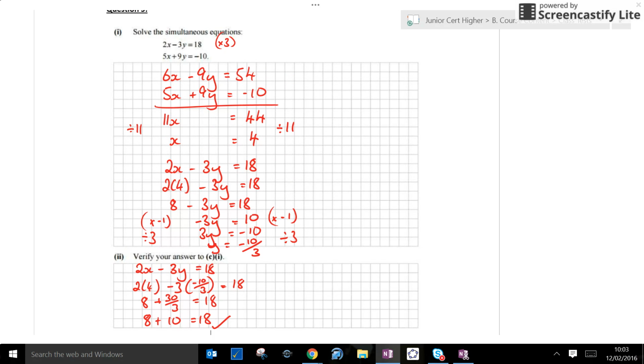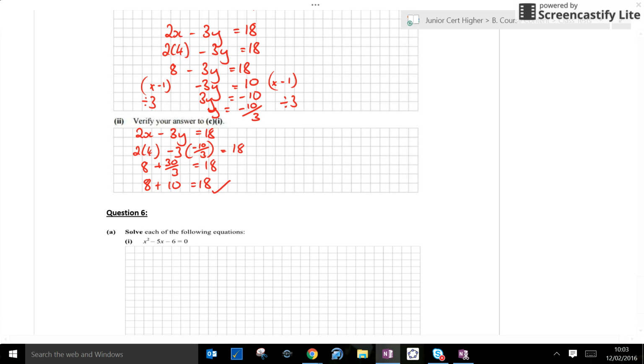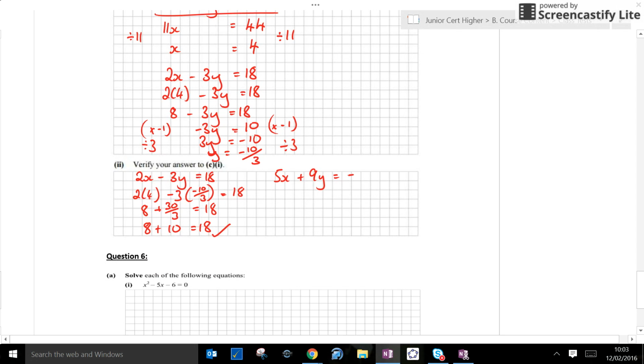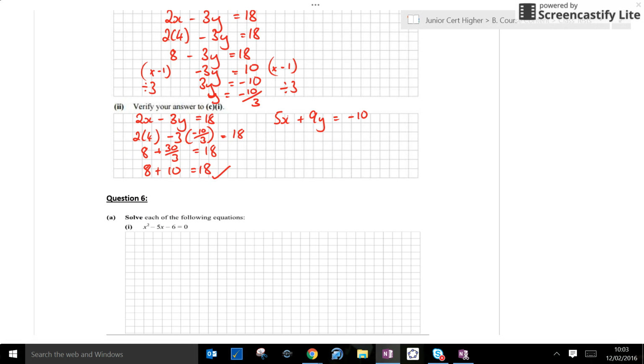Now let's check equation 2. 5x plus 9y equals minus 10. Again, these two values should satisfy this equation for x and y. So again, we have 5 by x, which is 4, plus 9 by y, which is minus 10 over 3, is equal to minus 10.